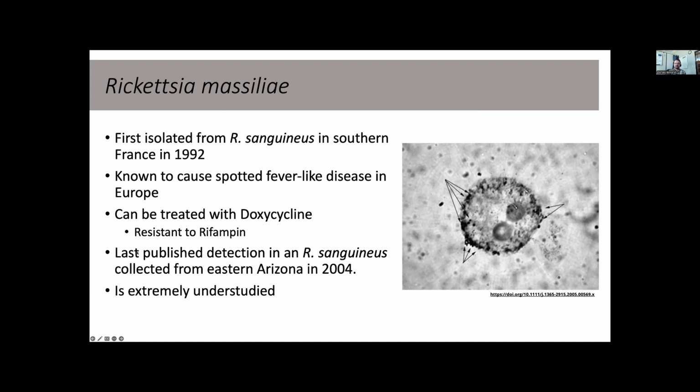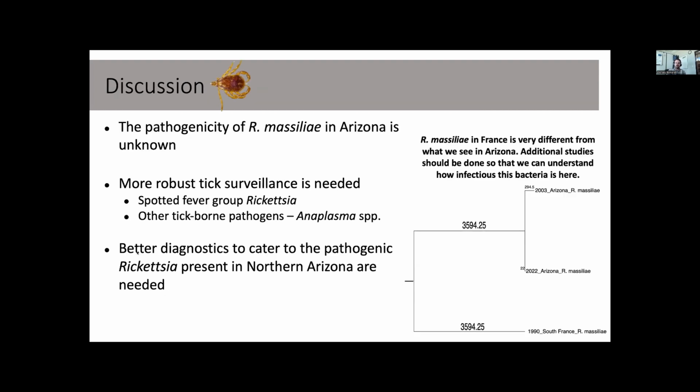In the United States, the last published detection in brown dog ticks was in eastern Arizona in 2004. This organism is vastly understudied when compared to Rickettsia rickettsii. So we wanted to have a better idea of the pathogenicity of Rickettsia bacilliae in Arizona. We started by obtaining a full genome of Rickettsia bacilliae out of that pool of 5 male ticks.